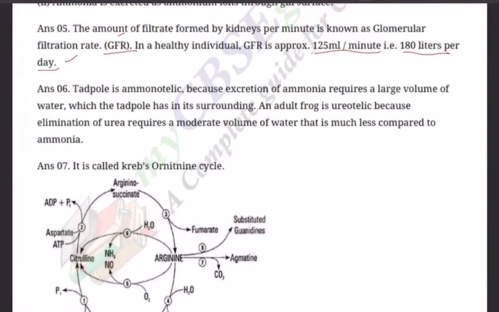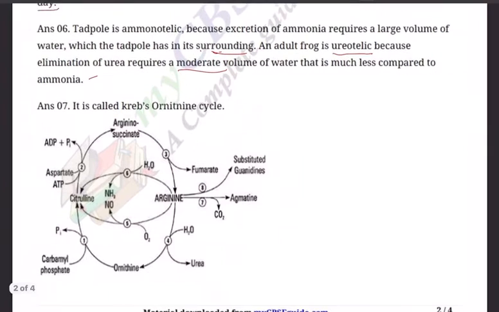Question 6. Tadpole is ammonotelic because excretion of ammonia requires a large volume of water, and the tadpole has water in its surroundings. An adult frog is ureotelic because elimination of urea requires a moderate volume of water, much less compared to ammonia. Also, the adult frog is an amphibian, so it will be on land as well as underwater.